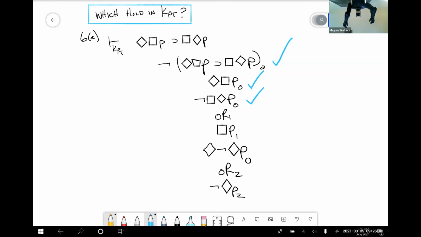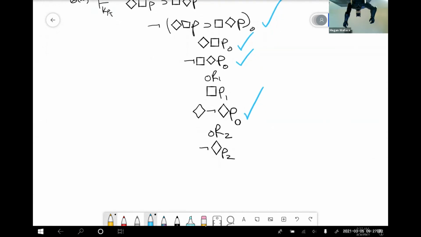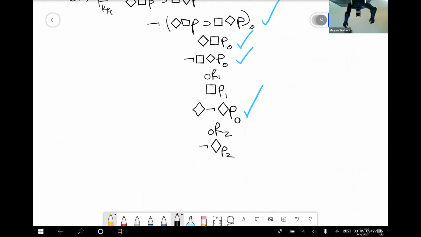Sorry, pen issues. There we go. So that is me taking this diamond rule and applying it to this line here, and that gives me it's not the case that diamond P at 2. Now that I've got that, I can push that negation in, so I get box not P at 2, and that is me just applying the negated diamond rule to there.